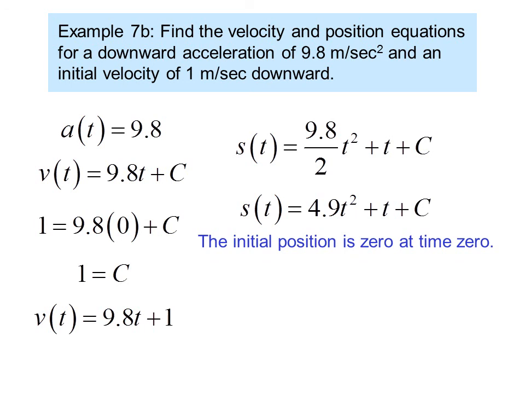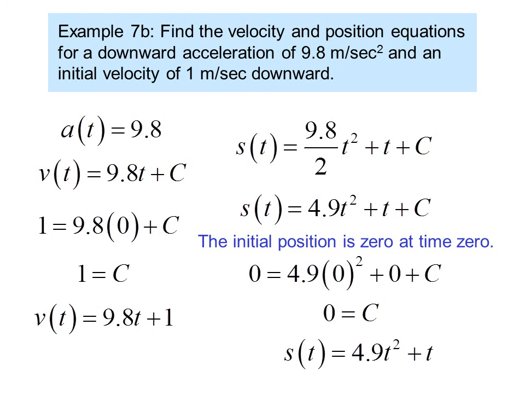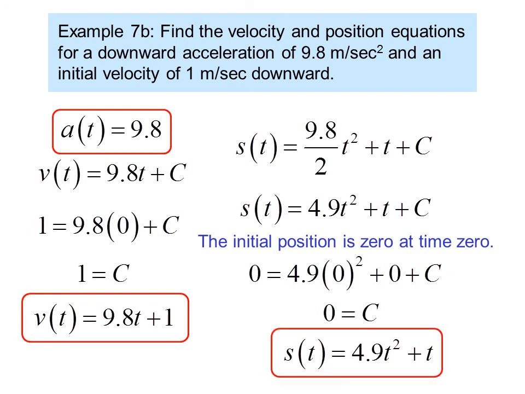The initial position is 0 at time 0. So we plug in those initial values, and we find that this c equals 0. Note this is not the same c we used earlier. So our position equation is s of t equals 4.9t squared plus t. And these are our three equations.